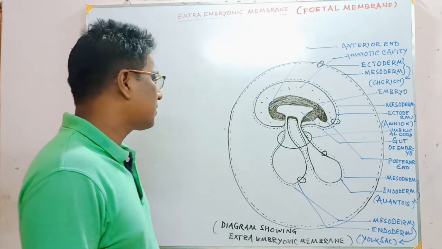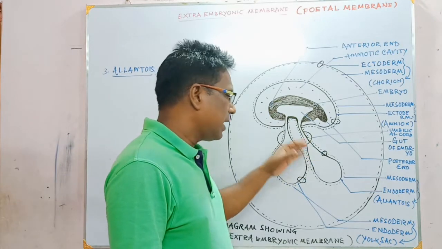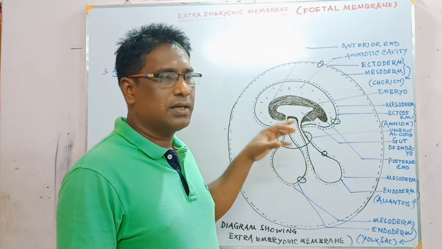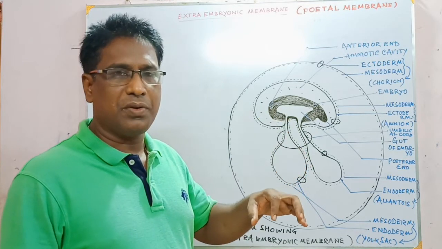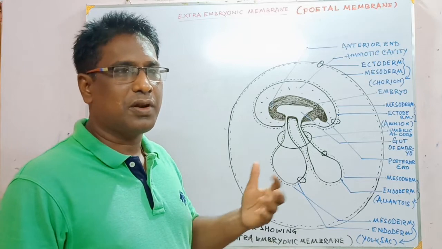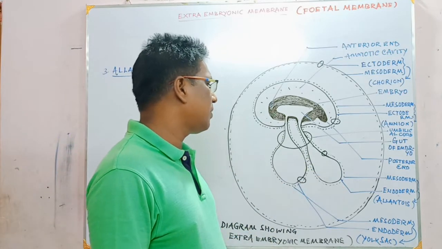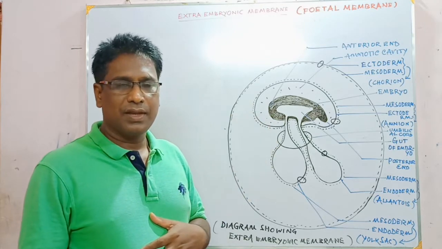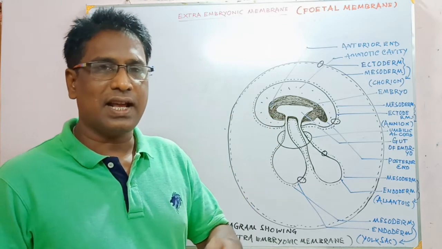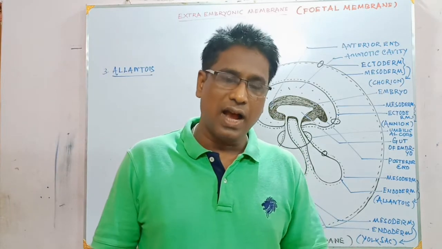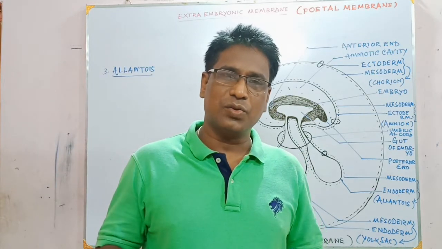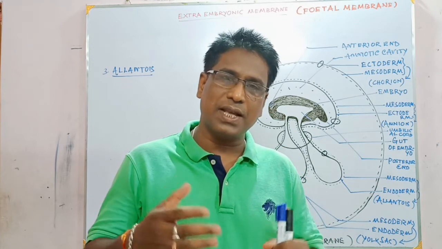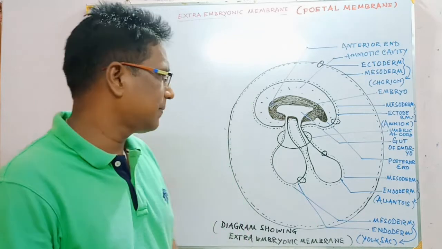The next extra-embryonic membrane is called allantois. It arises from the gut of the embryo and is formed of outer mesoderm and inner endoderm. It is a small sac-like structure. It helps in formation of a placenta along with the chorion, as well as in formation of blood vessels of the placenta and blood cells.